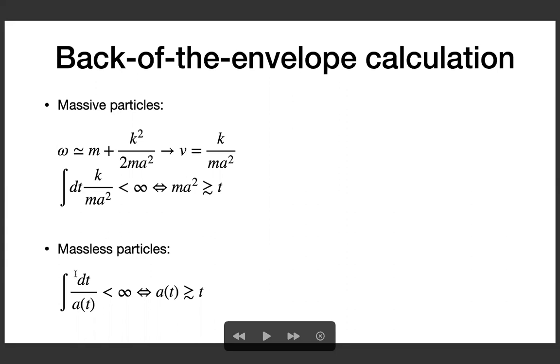Now, for massless particles, it's a little simpler. The geodesic you can easily solve for: dt equals a dx. What you find is that if a scales faster than t, in other words, if the expansion is accelerated, then it does not make it to spatial infinity, and you should end up with frozen correlation functions.